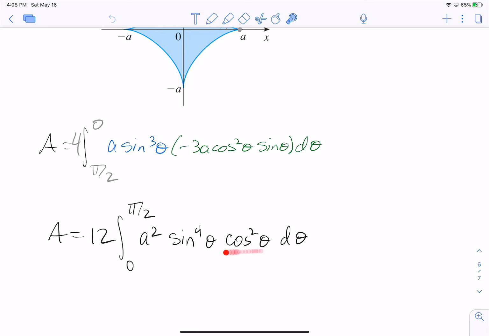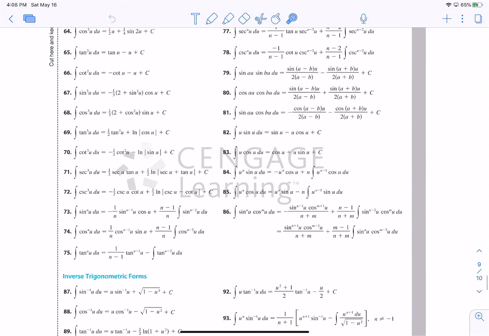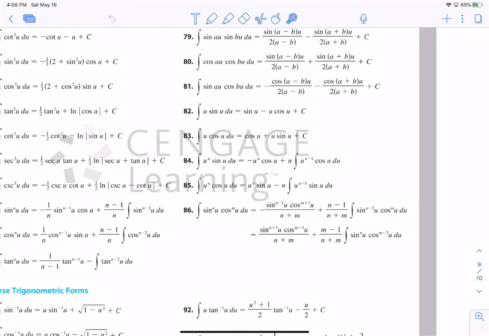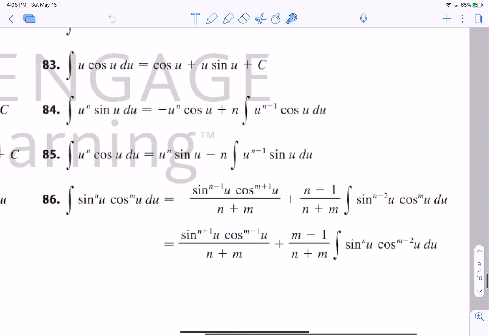Now this is a pretty bad integral here. We could use power reducing formulas and we'd end up with something horrific. At this point, I'll remind you that we have tables that give us ways to compute integrals like this. And what I see here is one form that looks like the integral of the sine to the n of u times the cosine to the m of u du. And in fact, there are two different representations that we can use. Remember that we had sine to the 4th of theta and cosine squared of theta.